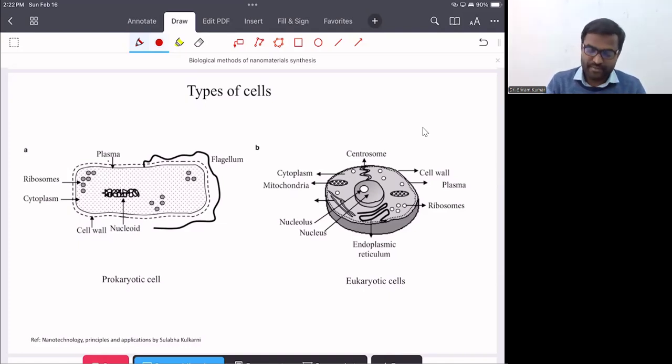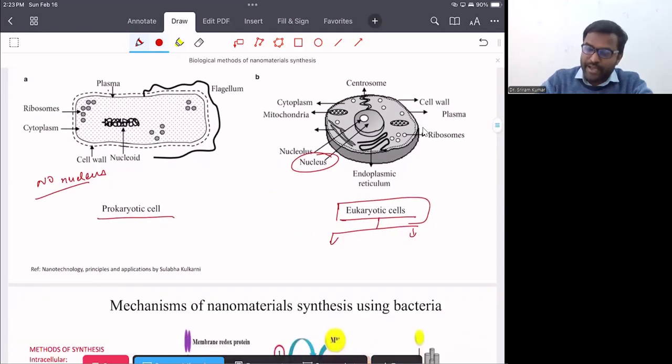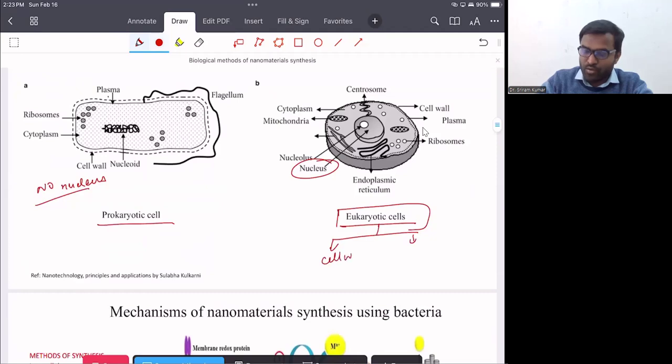So we have two kinds of cells. One is the prokaryotic cell, and another is the eukaryotic cell. If you look at the difference, in the prokaryotic cell there is no nucleus present. However, in the eukaryotic cell we have a nucleus present. And eukaryotic cells again have two kinds: one kind of cell may have a cell wall, and the other kind only has the cell membrane.